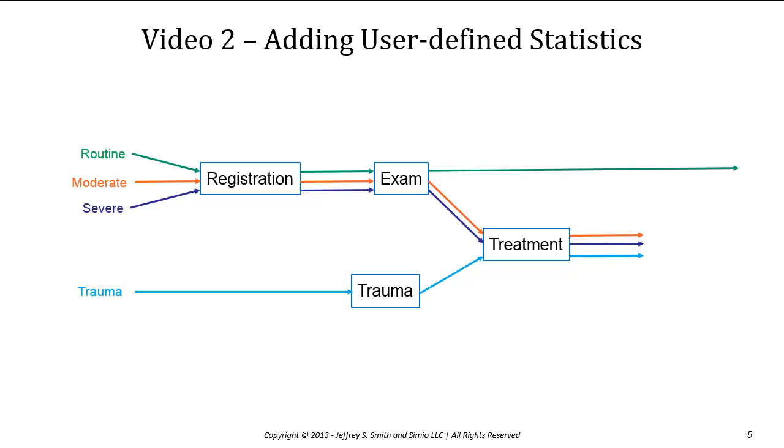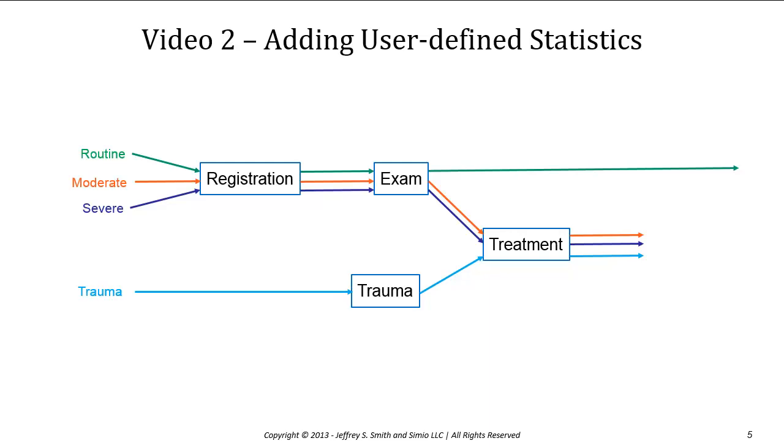In this video, we'll pick up with the healthcare model that we developed in the last video, and we will add that user-defined statistics. So in particular, what we want to track initially is the waiting time between when a patient arrives and when they see the medical professional. So for routine, moderate, and severe, it's going to be the time from when the entity arrives to the time they have an exam room and when the doctor or nurse gets there. For the urgent patients or the trauma patients, it's going to be the time from when they arrived until they get a trauma room, and then when the doctor or nurse gets there.